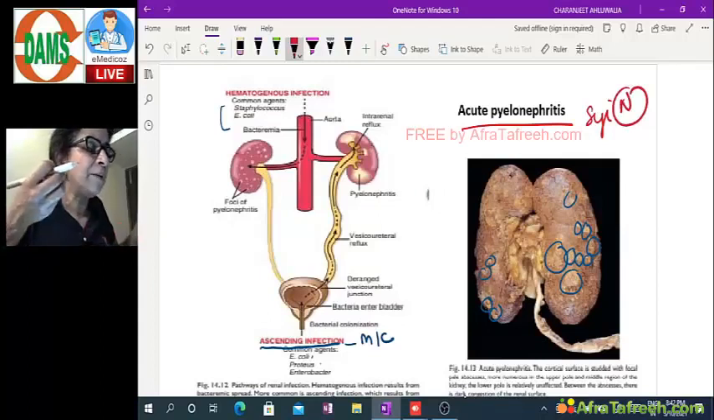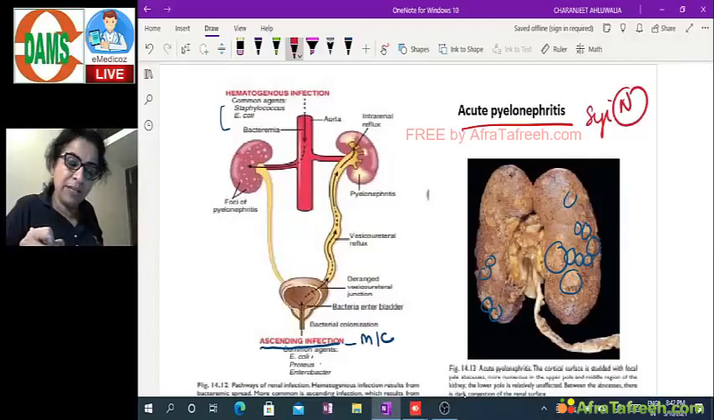Abscess is liquefactive necrosis and it contains neutrophils. So these are abscesses which are full of neutrophils.